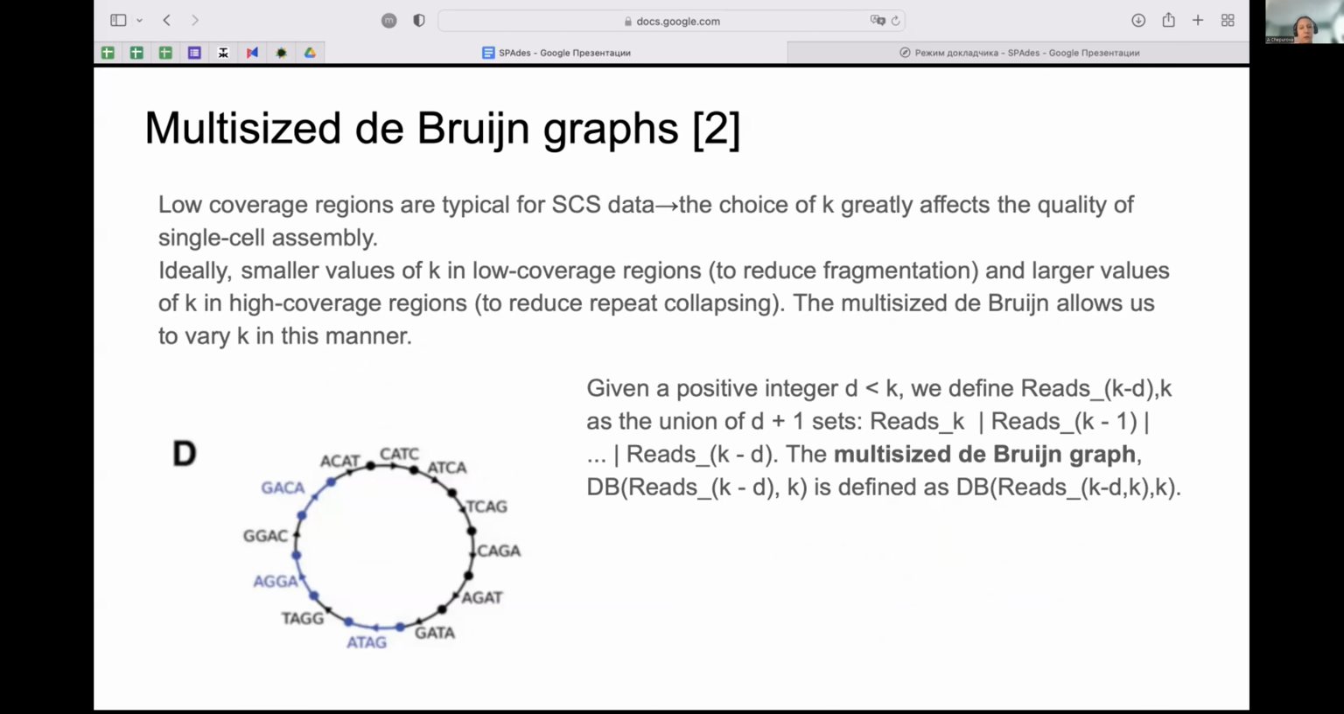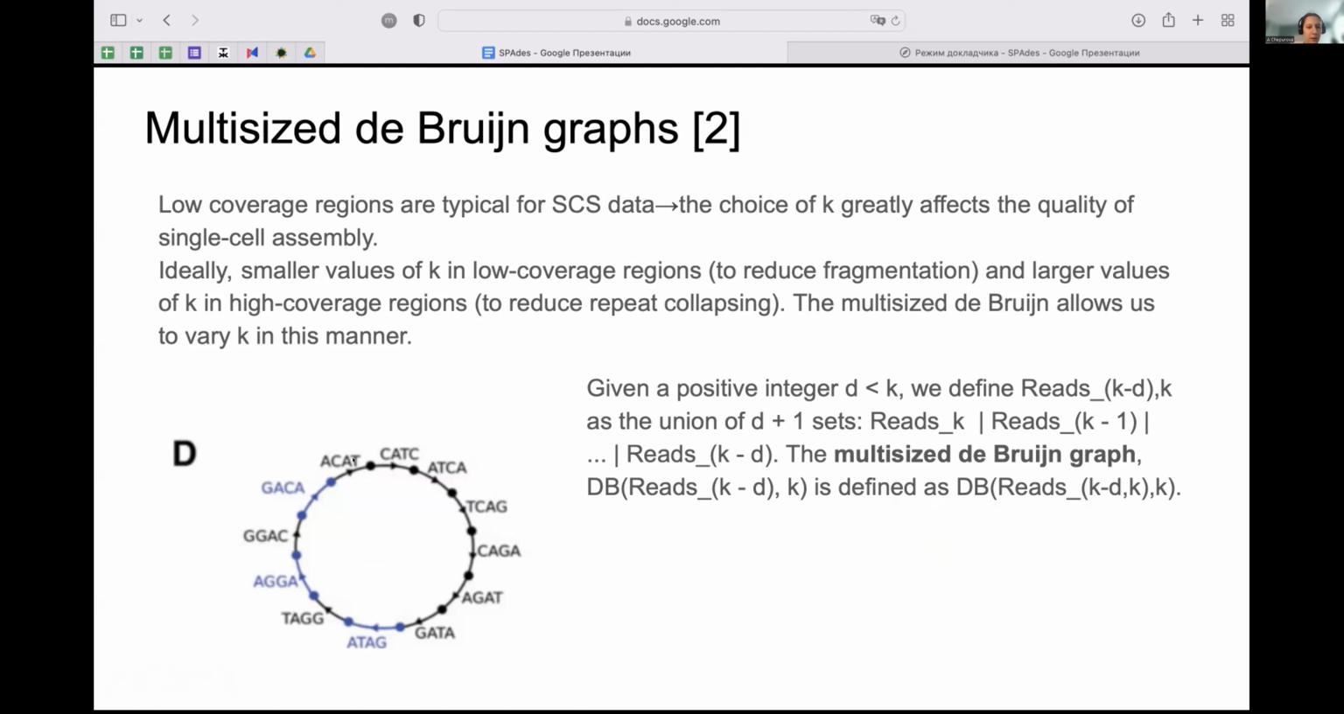And the definition is the following. Given a positive integer d less than K, we define Reads[K-d, K] as the union of d plus 1 sets: Reads[K], Reads[K-1], and so on, to Reads[K-d]. The multi-size de Bruijn graph is defined as the de Bruijn graph of Reads[K-d, K] with parameter K. So this is an example of a multi-size de Bruijn graph.